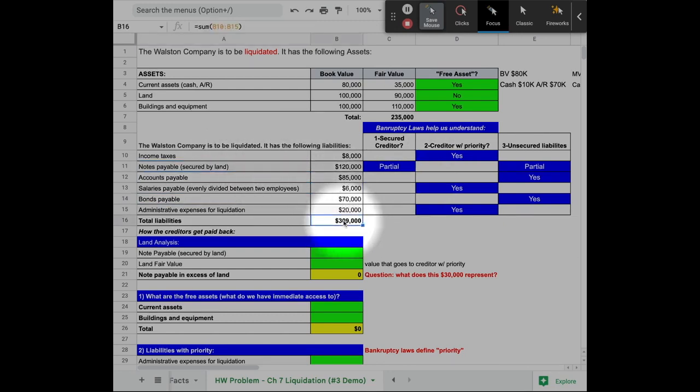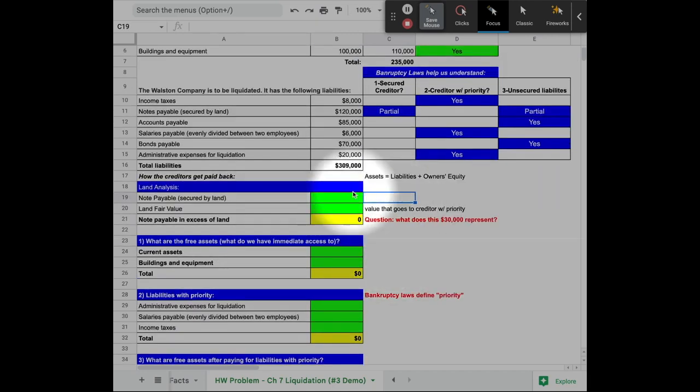Okay, if we net down to total liabilities, notice that we have $309,000 of total liabilities, but only $235,000 of assets. And if you recall, assets equals liabilities plus owner's equity. We're going back to our Principles 1, Chapter 1 days, and notice we don't have enough assets to sell to pay back all of our creditors in this liabilities bucket. And that's part of the process we're going to go through next.